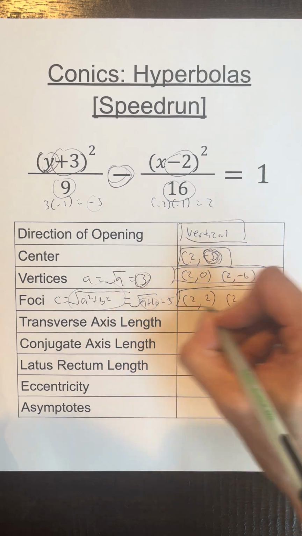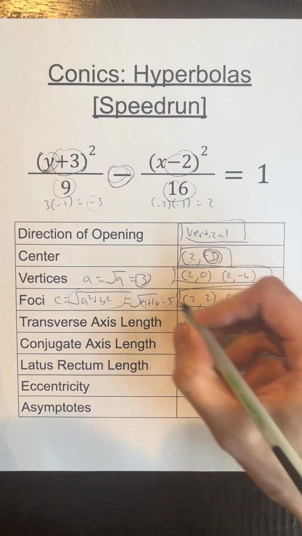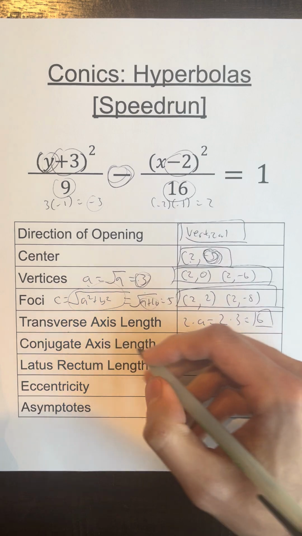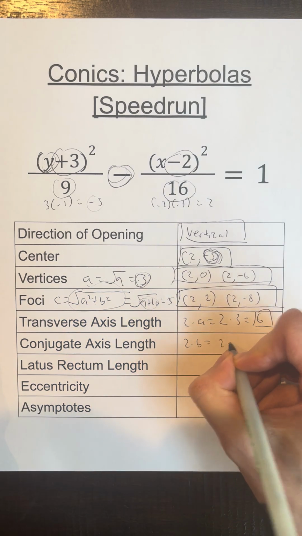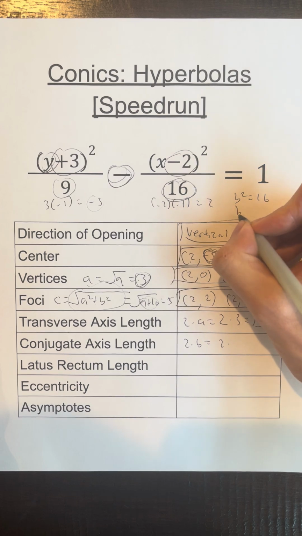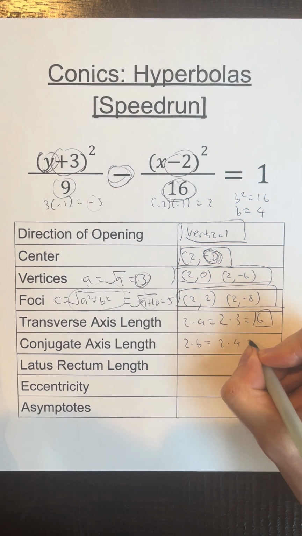This is your answer. The transverse axis length is 2 times a. And a was 3, so 2 times 3 is 6. This is your answer. The conjugate axis length is 2 times b, so 2 times, well, this number is b squared. So if I take the square root of both sides of the equation, I get b equals 4. So change b to 4. 2 times 4 is 8.